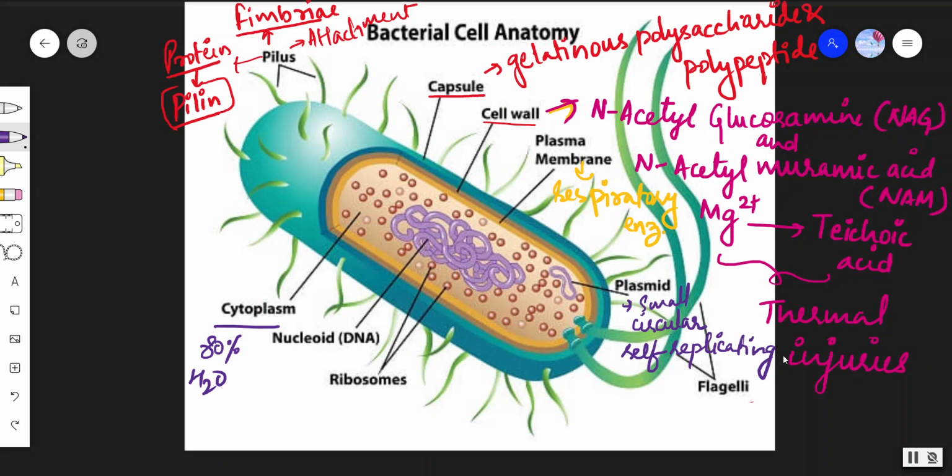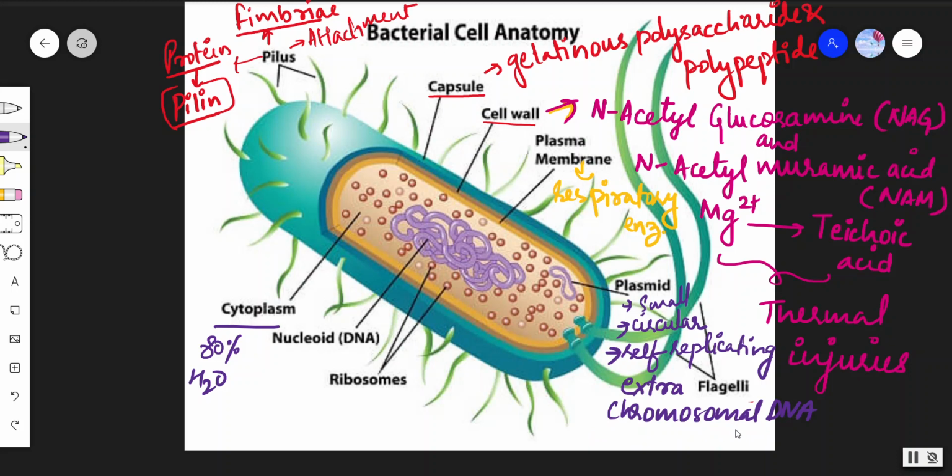And also, by which they replicate, they do not need nucleoid DNA, they need only their extra chromosomal DNA. So they are small, circular, they have self-replicating extra chromosomal DNA. Extra chromosomal DNA. Clear? These are the points of plasmids.